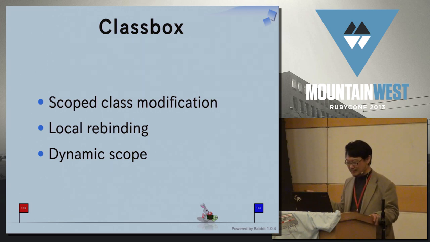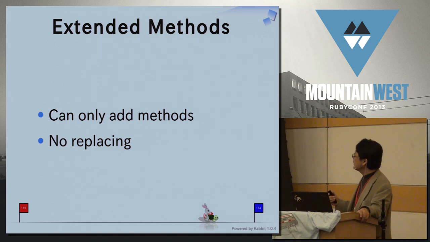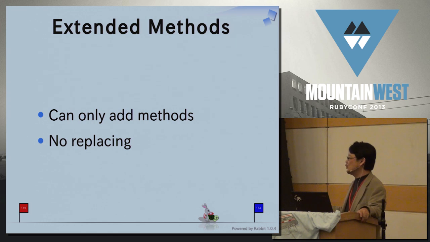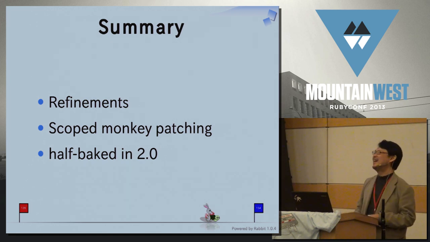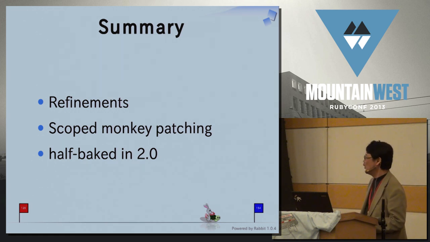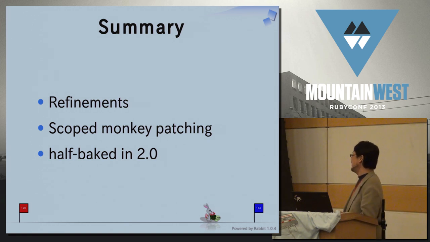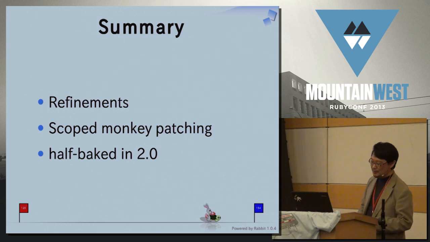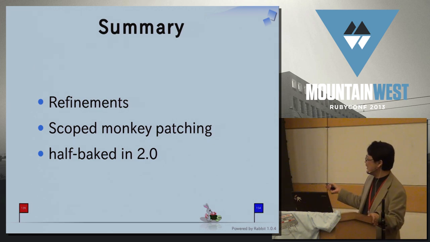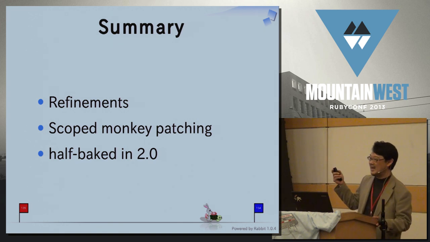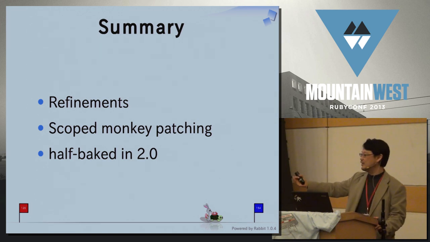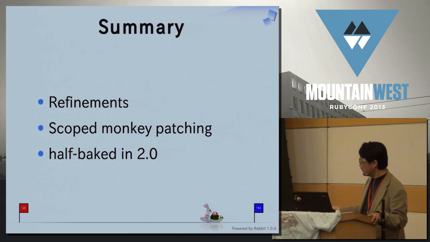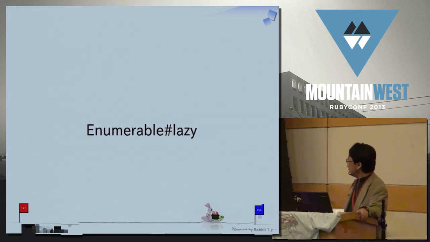So I just gave up and went for a more simplified scope, scoped monkey patching. And the extension methods in C# can only add methods, no replacing, which is not what we want. So the refinement is scoped monkey patching, and then unfortunately, right before the release of Ruby 2.0, a very deep and heated discussion was held about refinements. We had to mark refinements, which is a very interesting and useful feature, as experimental. So the other implementations of the Ruby language, like JRuby and Rubinius, will not provide refinements in the foreseeable future. That's unfortunate. Anyway, next, Enumerable lazy.